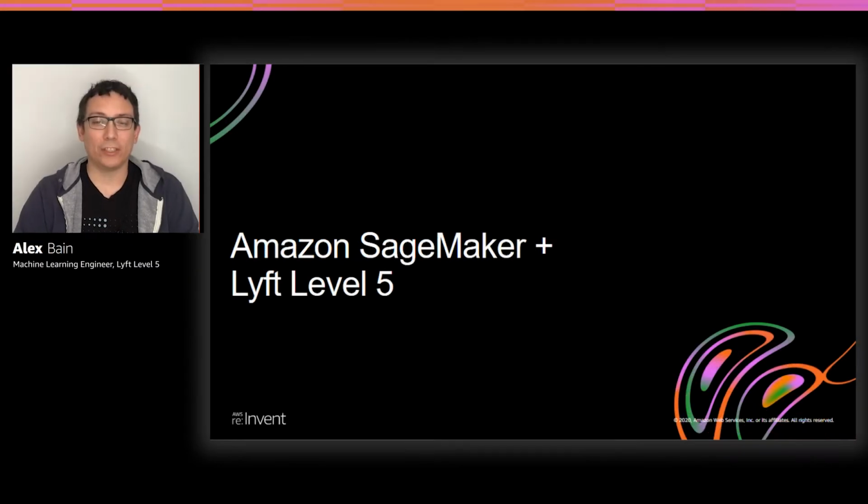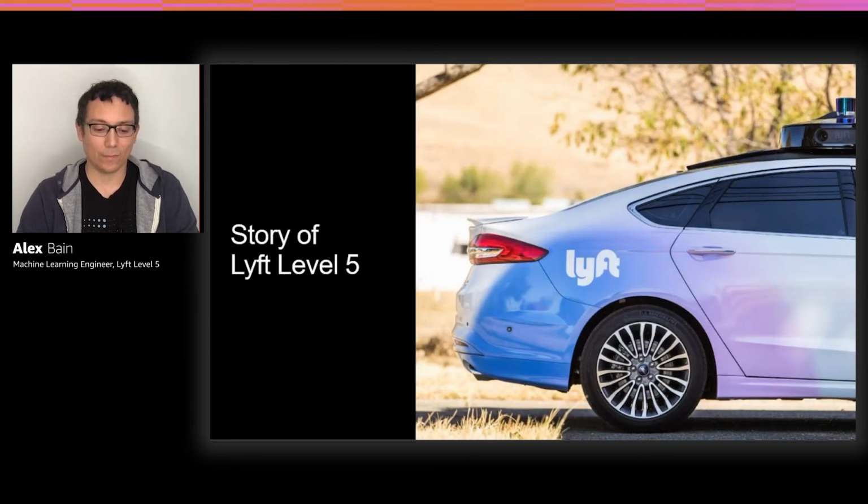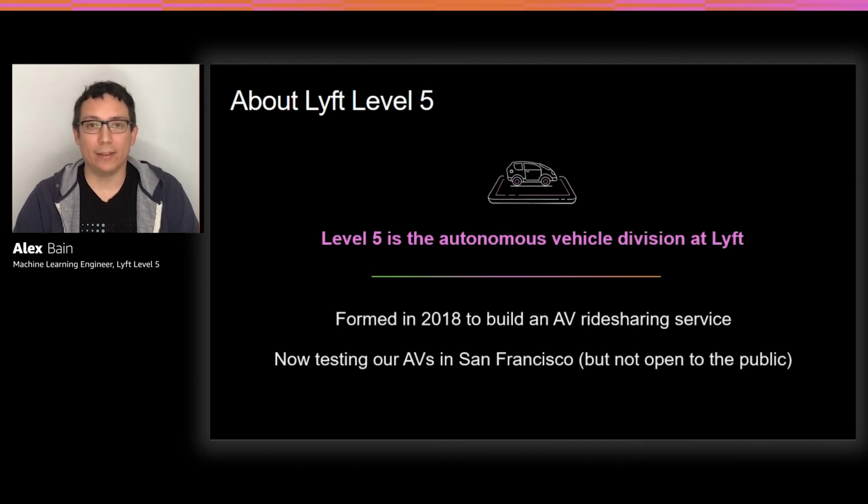I'm Alex, and first, I'd like to tell you some about Lyft Level 5. So Level 5 is the division of Lyft that's building an autonomous ride-sharing service. We started in 2018, so we're relatively new, but we're working fast. Right now, we're actually testing our AVs in the San Francisco Bay Area. Our service is not open to the public, but you might see some of our vehicles. If you do, they're being operated by our fleet of safety test drivers. We're working on the service as fast as we can and iterating as quickly as possible.